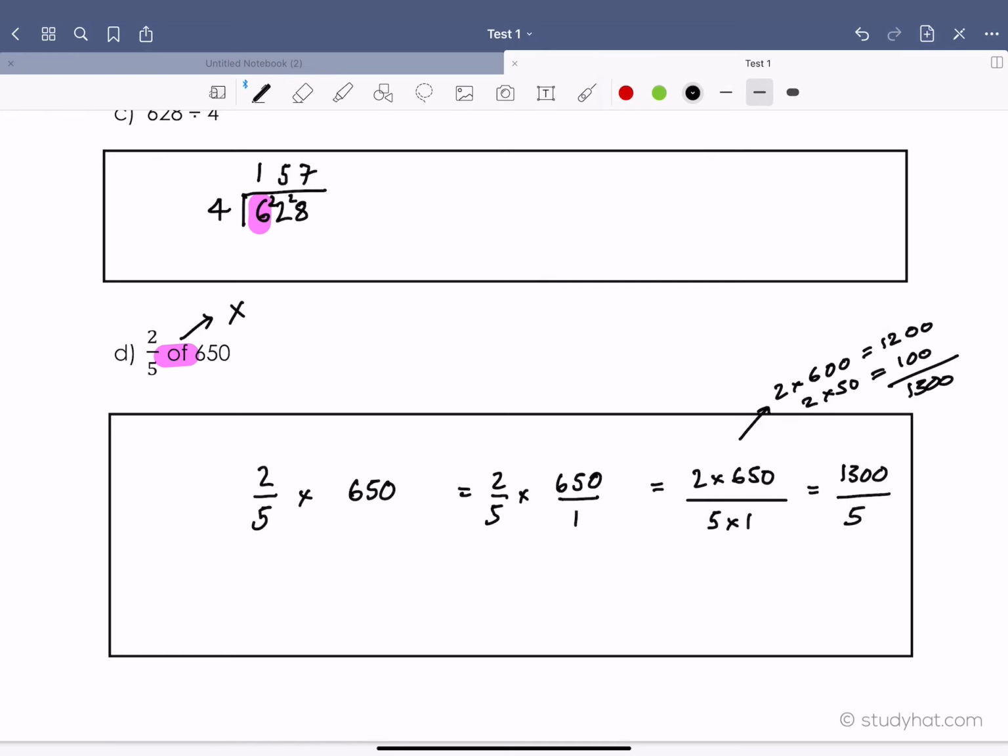Now, we could do a short division like we did in the last question, or there's a clever trick when we divide by 5. When you divide by 5, you basically divide by 10, then multiply by 2. So if we divide 1300 over 5 by 10, we're going to get 130. This is what we divided by 10. And then we're going to times it by 2. And we're going to get 260, which is going to be our final answer.